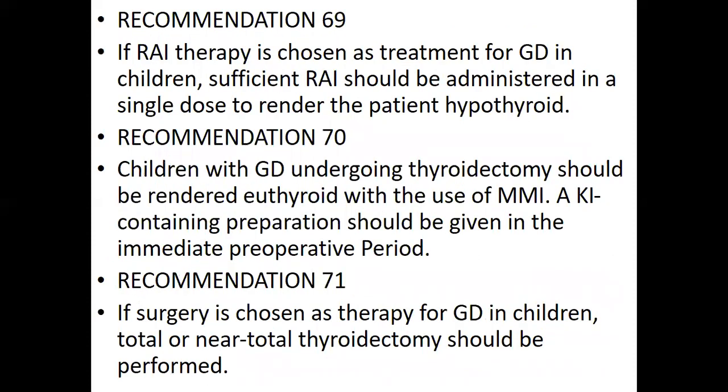If radioactive iodine therapy is chosen as the treatment for Graves' disease in children, sufficient radioactive iodine should be administered in a single dose to render the patient hypothyroid. Children with Graves' disease undergoing thyroidectomy should be rendered euthyroid with the use of methimazole, and a potassium iodide containing preparation should be given in the immediate preoperative period. If surgery is chosen as therapy for Graves' disease in children, total or near total thyroidectomy should be performed.